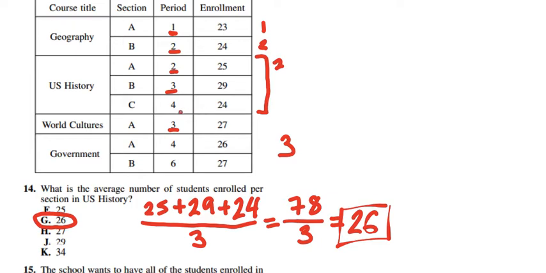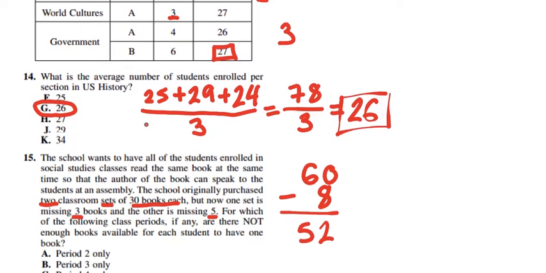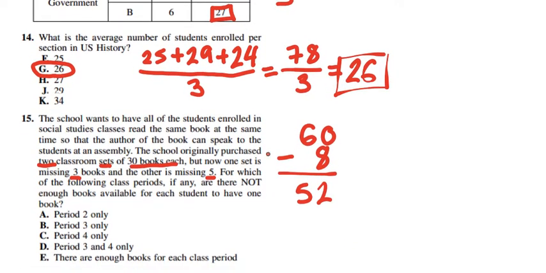And if we look at period 4, 24 and 26 is 50. So for period 4, they will have enough books. And for period 6, there's only 27. So the only answer here is period 3, which would be answer choice B.